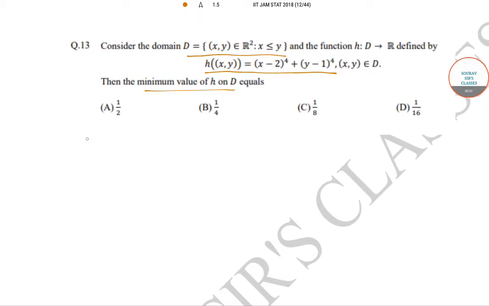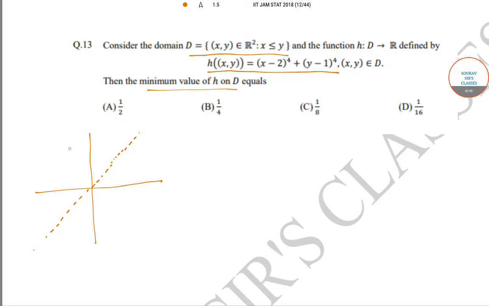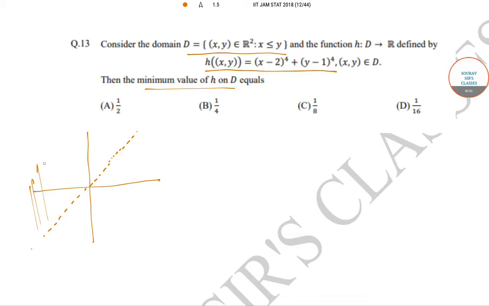Now let us see the graph of D. Since this is the line y equal to x and we have to take y greater than or equal to x, it basically is this region including the line y equal to x, and we have the function from this to R.